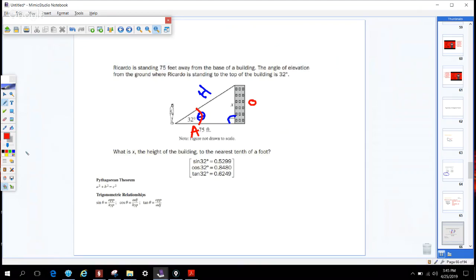So if I pay attention, okay, what information do I have? Well, here, I have 32 degrees. I have x is the opposite, and I have adjacent is 75. So now I know I have opposite and adjacent.